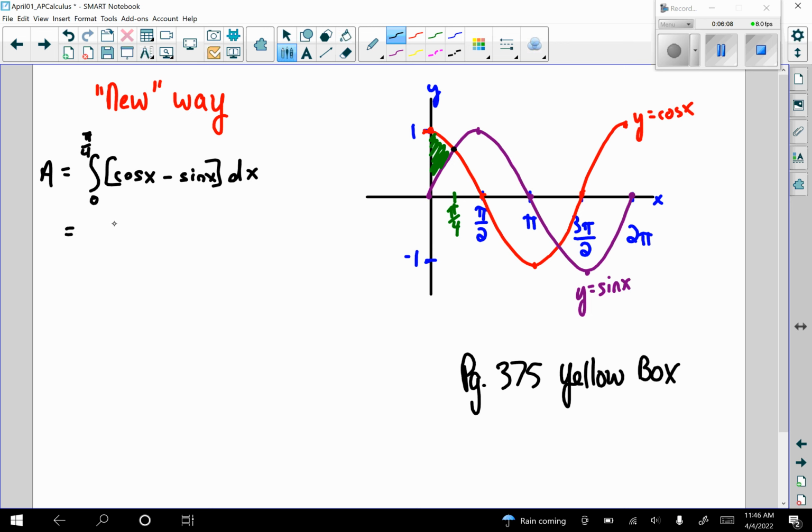And then just taking the antiderivative, we'll have sine x minus a negative cosine x, again, as x goes from 0 to pi over 4. So this just becomes sine x plus cosine x.